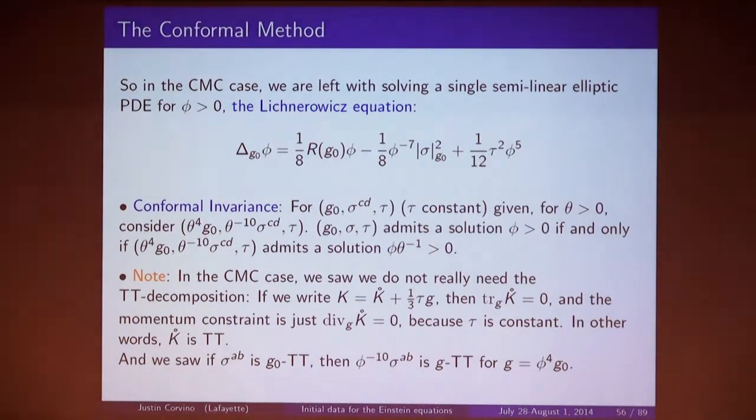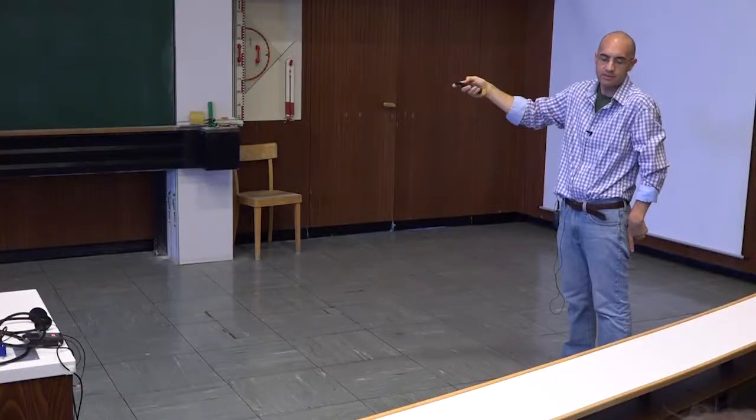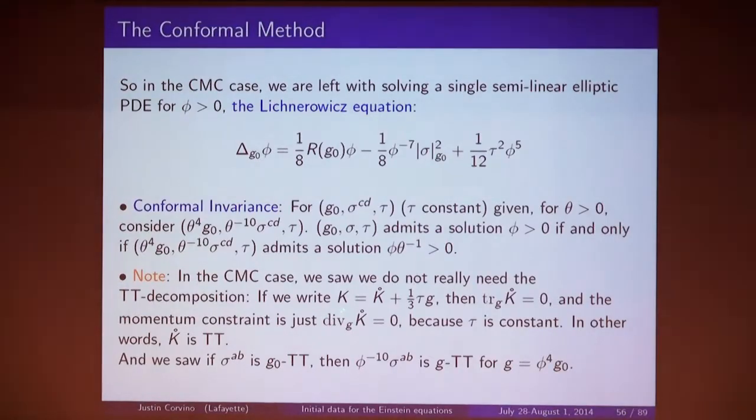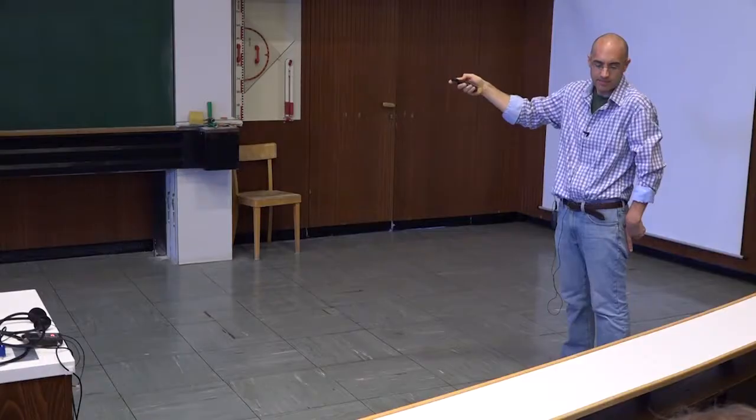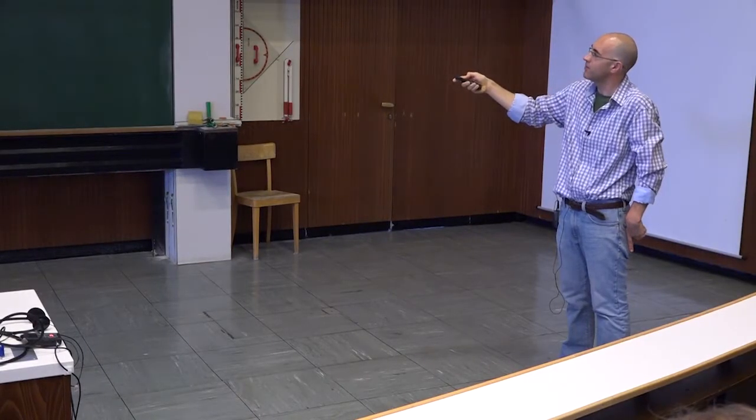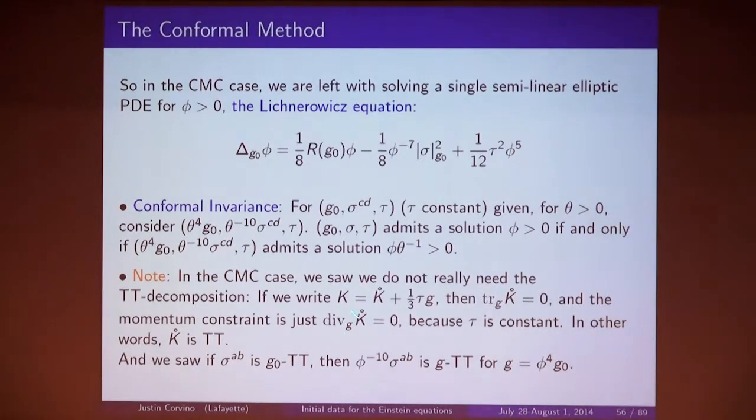And I'll talk about that in a minute. Also, again, as we saw in the CMC case, you don't really need the LW part. If you just write the second fundamental form as the trace-free part plus the trace part, tau here is constant. And so the vacuum constraint is just the divergence of the trace-free part is 0. So you're just looking for TT tensors.